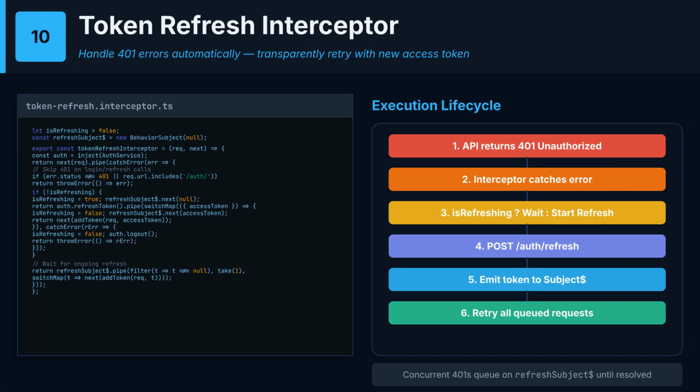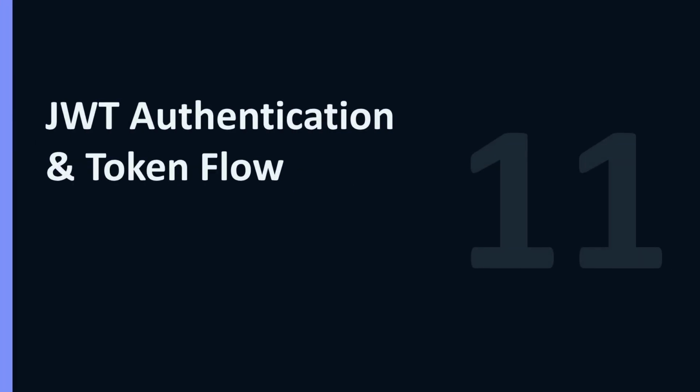Token refresh interceptor handles 401 errors seamlessly by refreshing the access token. It uses switchMap to chain the refresh logic and ensures concurrent 401s queue on a BehaviorSubject, preventing multiple refresh requests. Section 11 focuses on JWT authentication and token flow.